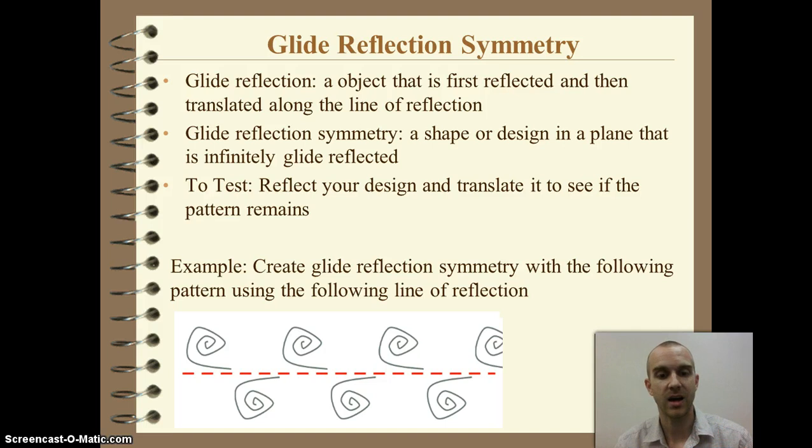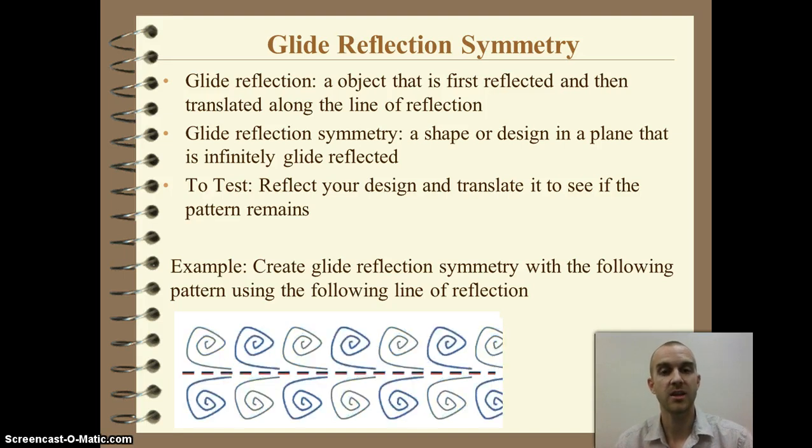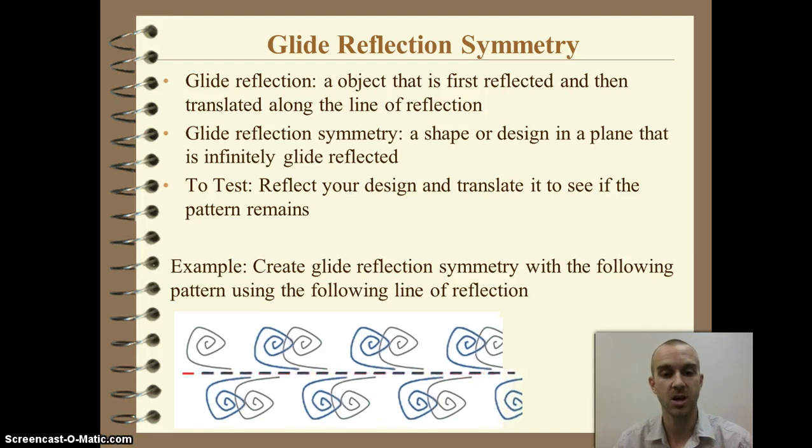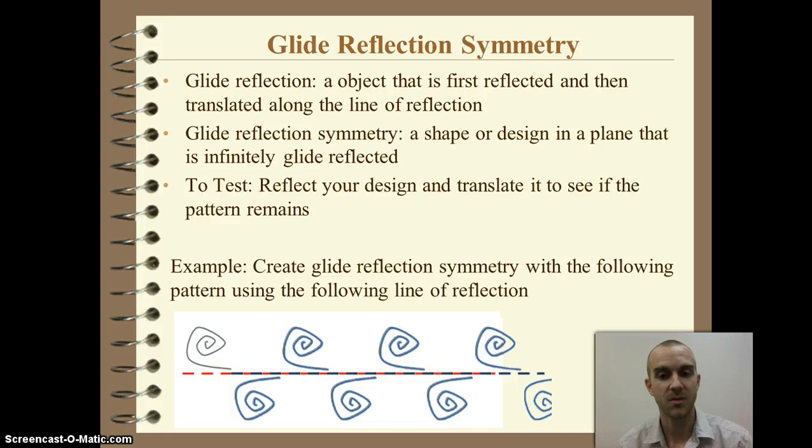Then what I can do is say, okay, let me try to test this. If I take all those images, if I reflect them across the line, and then I shift them, if it's a glide reflection symmetry, everything will match up. And I can see that is what occurs, because I created it.